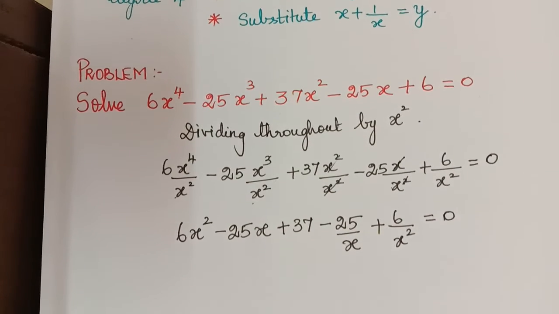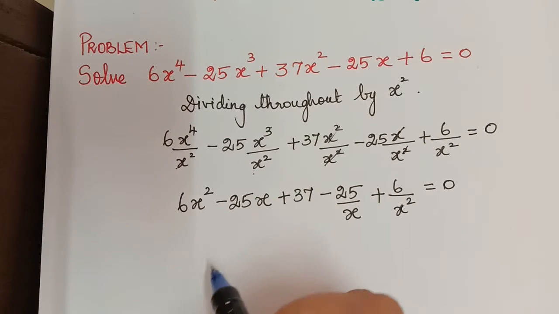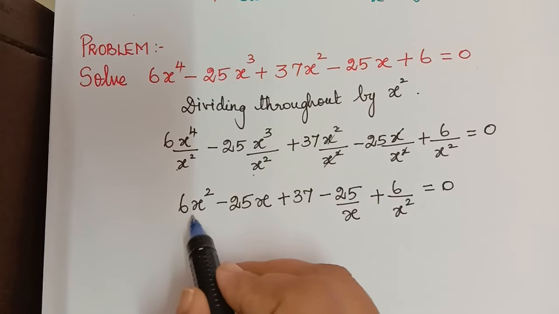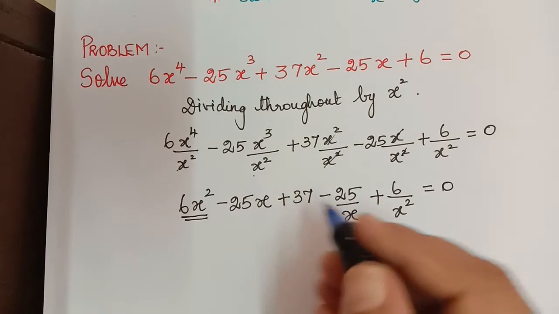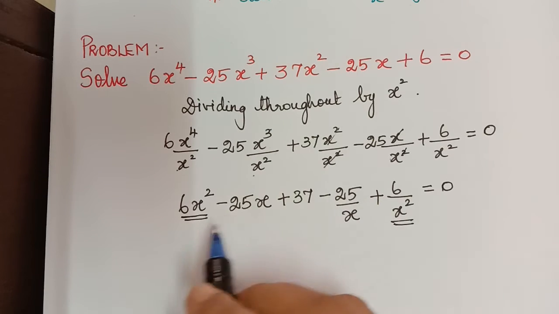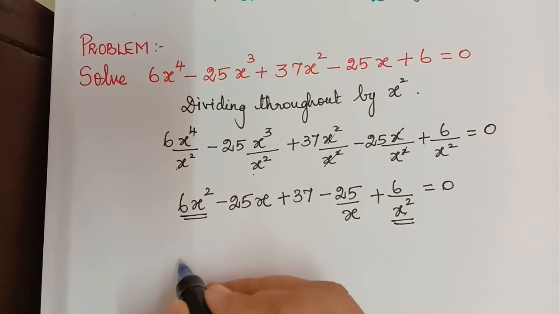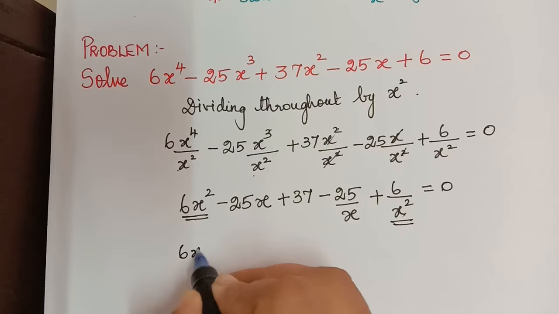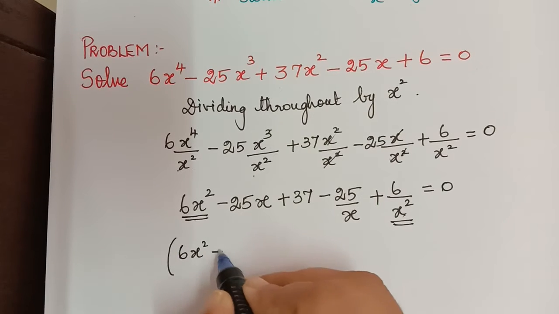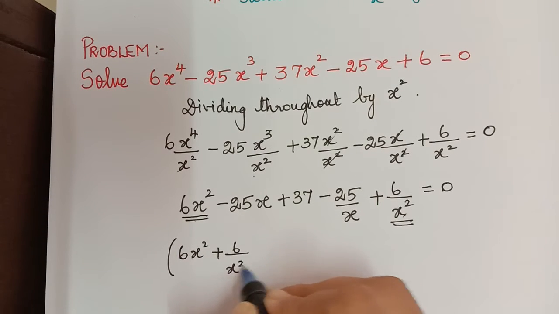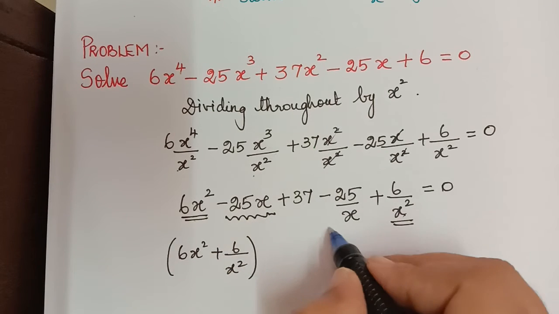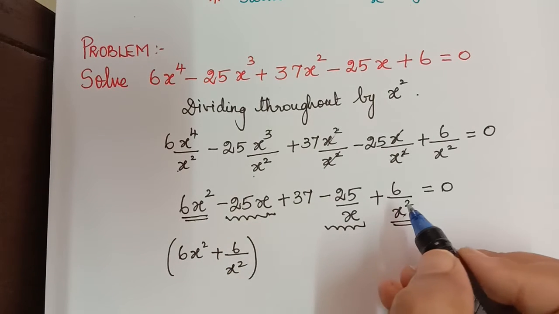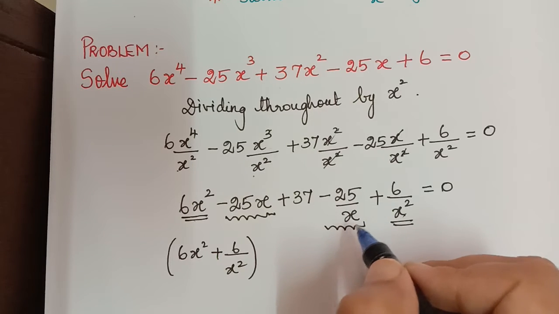Now after this we have to gather the term and its reciprocal. For example, here we have x squared and what is the reciprocal of x squared? It is 1 by x squared. So we will gather these two terms and we will write x squared plus 6 by x squared. And then if you check here we have x and here we have 1 by x. So this also we will gather and write.